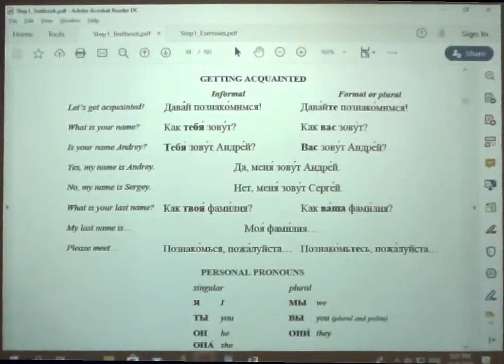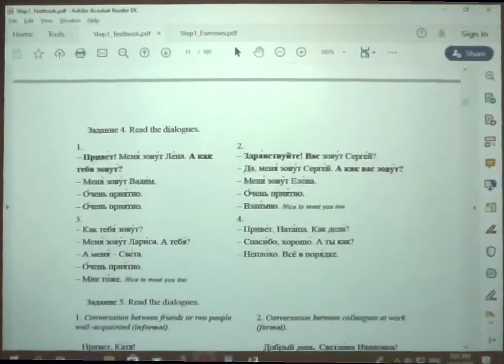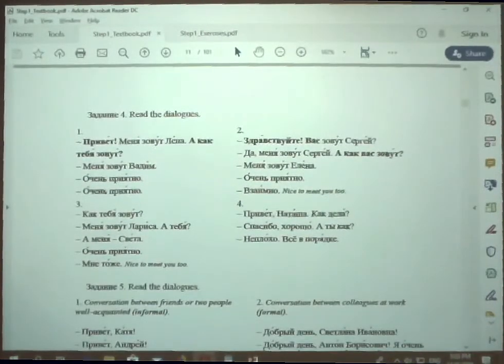Хорошо, спасибо. And now please look on the next page, страница 10, задание 4. Here we have 4 dialogues. First of all, let's read them together.